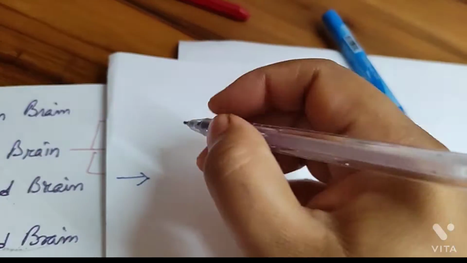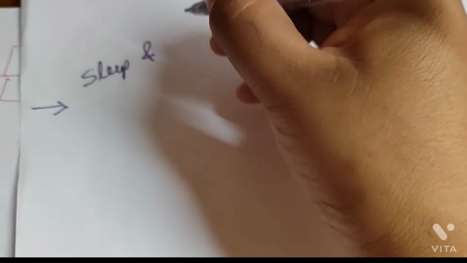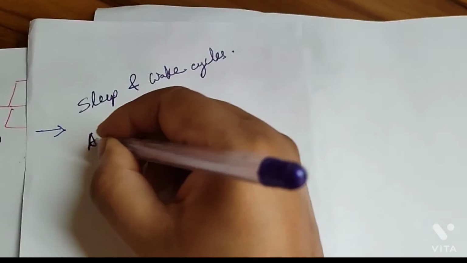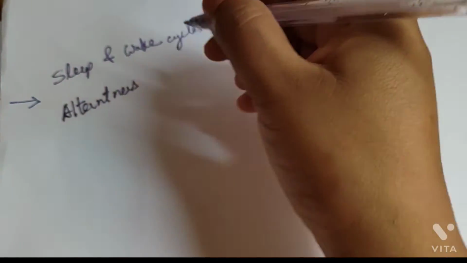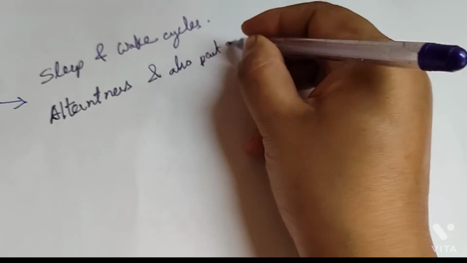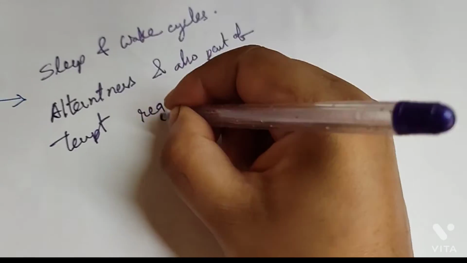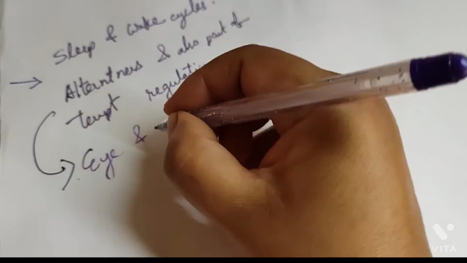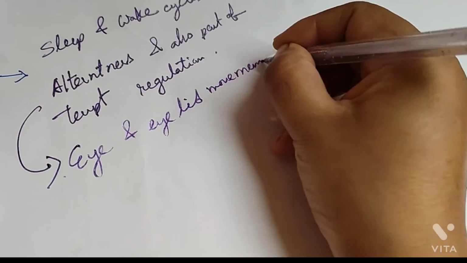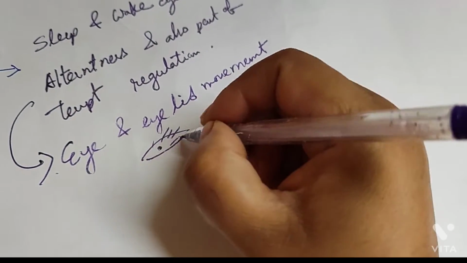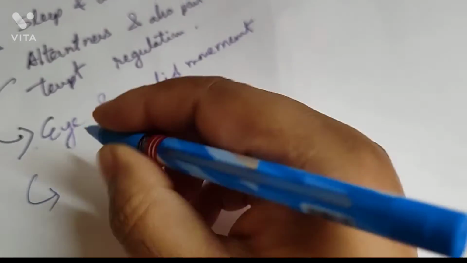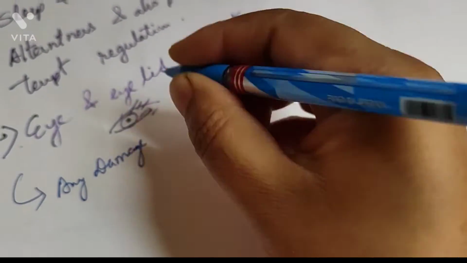Then we come to the midbrain. This portion is mainly involved with sleep and wake cycles, alertness, and temperature regulation. It is also responsible for some involuntary movements, like the movement of the eye and the eyelid. Damage to the midbrain may cause trouble with our memory and may result in memory loss.